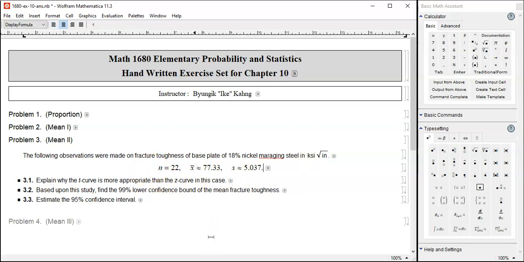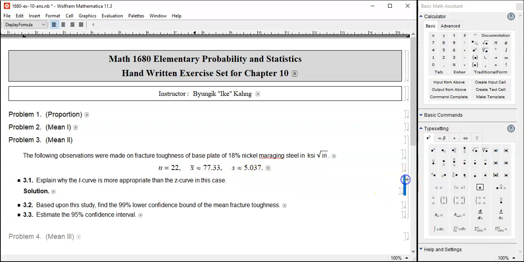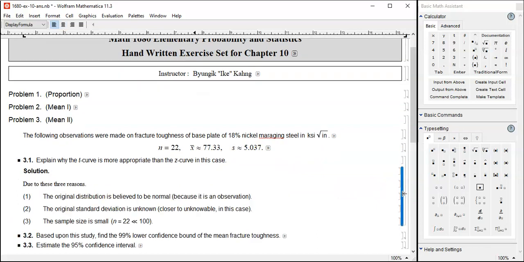Okay, 3.1. Explain why the t-curve is more appropriate than the z-curve in this case. There are several criteria, but only one of them actually counts for 1000 level students. That is, small sample size. It's 22, way less than 100. That's sufficient for me. There are other criteria, but most of the time 1000 level students do not have to worry about the others.